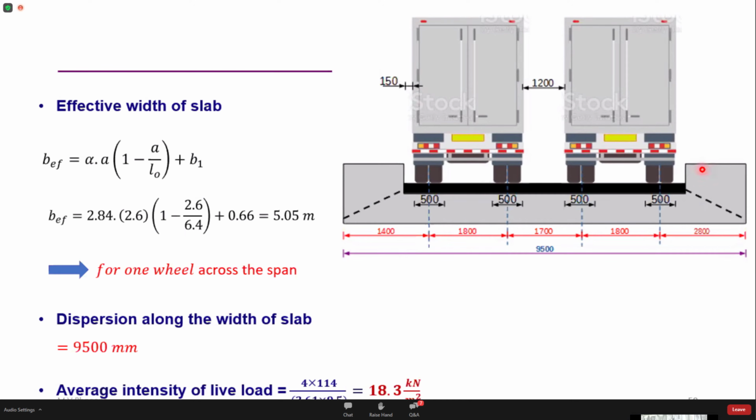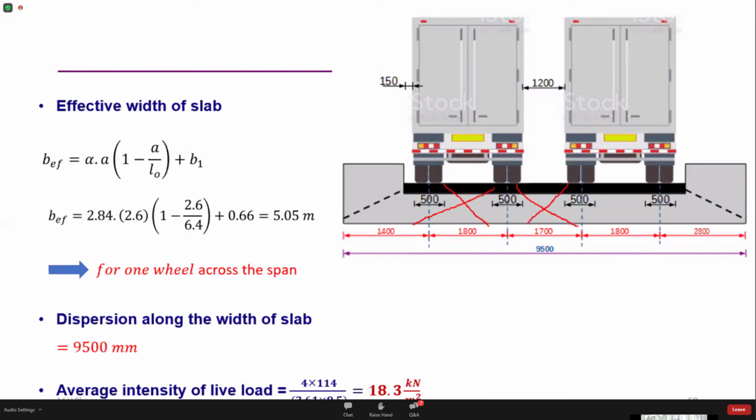So I start from one end and place these vehicles. Now we have seen that for IRC Class A loading, one wheel of 500 mm width is going to disperse the load through a length of 5.05 meters. Let's take the central one. The load is going to get dispersed through a length of 5.05 meters. So again, there is going to be an overlapping.